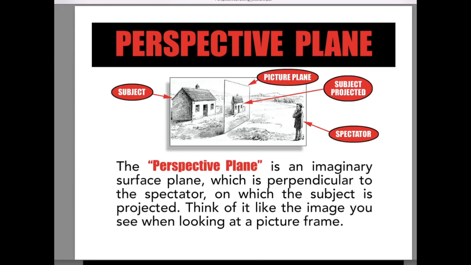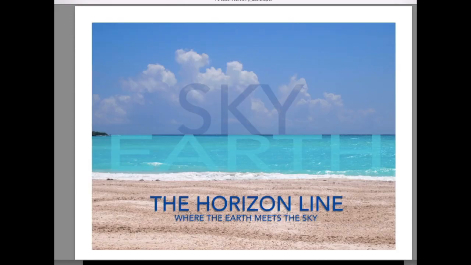Okay, so some terms just to get you familiar. The perspective plane is an imaginary surface plane which is perpendicular to the spectator, on which the subject is projected. Think of it like the image you see when looking at a picture frame. Okay, the horizon line. Hopefully this is very obvious, but just so we have the terminology for it, it is where the sky and the earth meet.